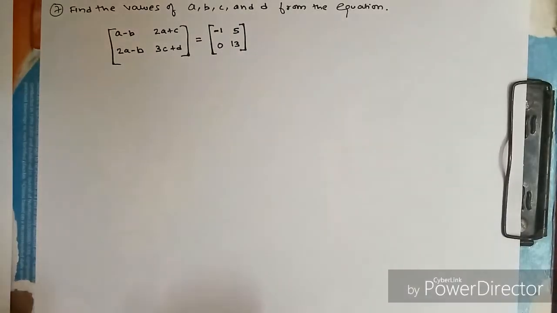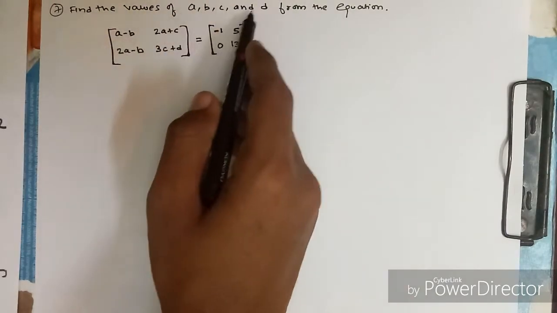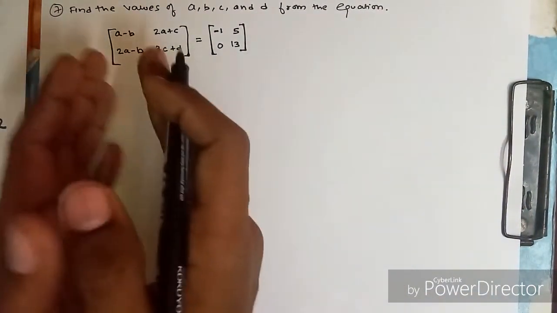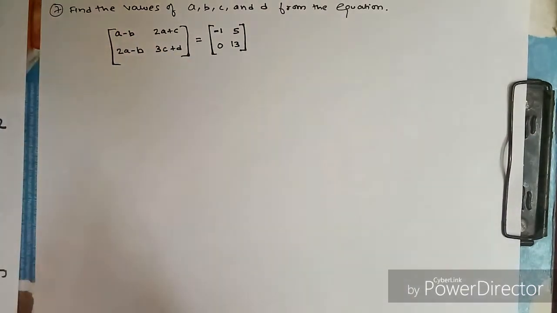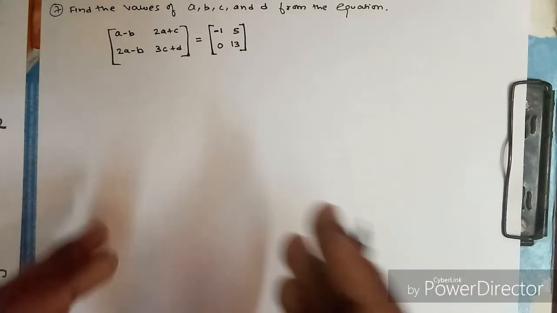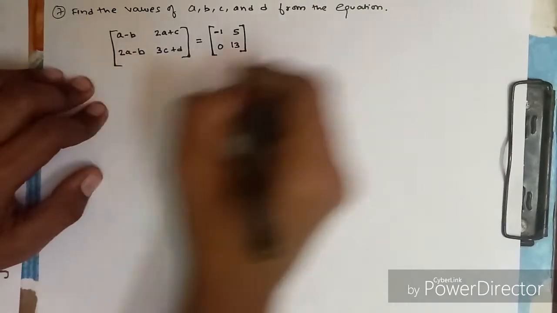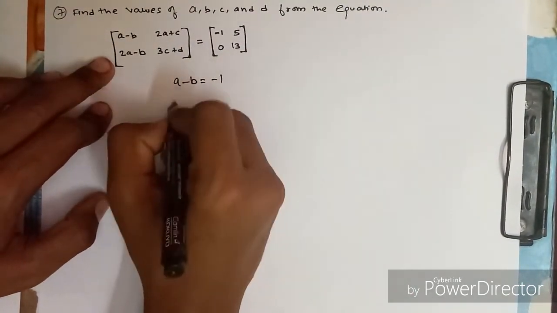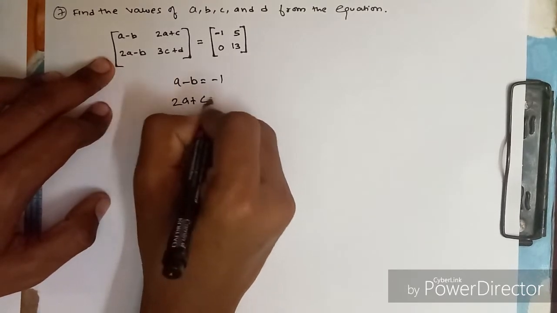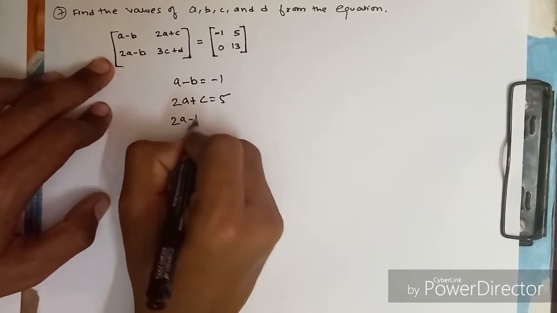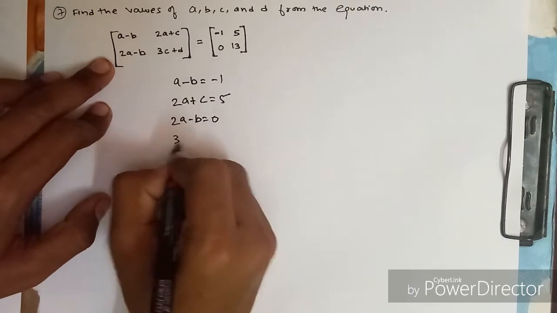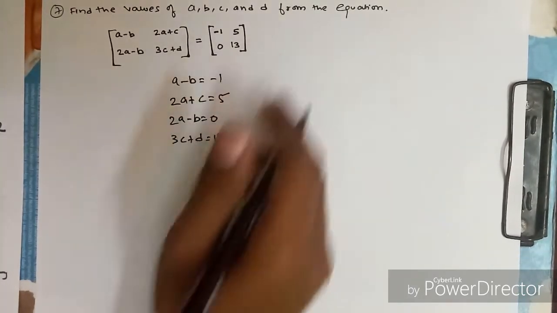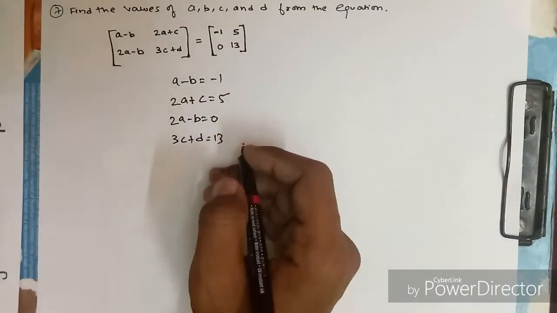So the next question says find the value of a, b, c and d from the equation. This is the equation, we have to find the value of a, b, c, d. This question is again based on equality of matrix, right? So we can easily equate, that is a minus b equals minus 1, 2a plus c equals 5, 2a minus b equals 0, and 3c plus d equals 13. Now we will use a system of equations to solve this. Okay, so how do we do this?